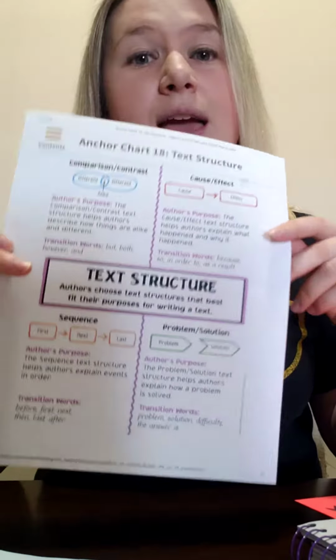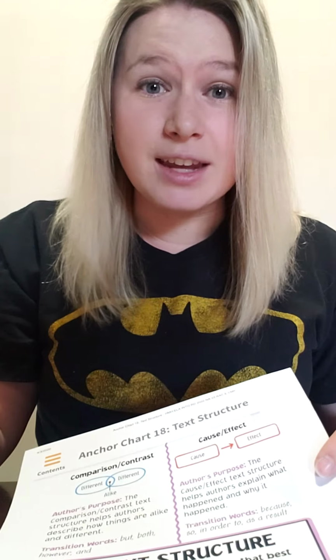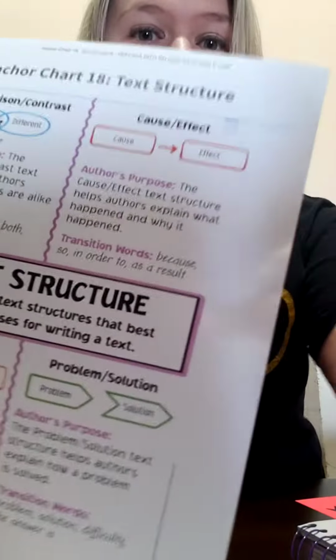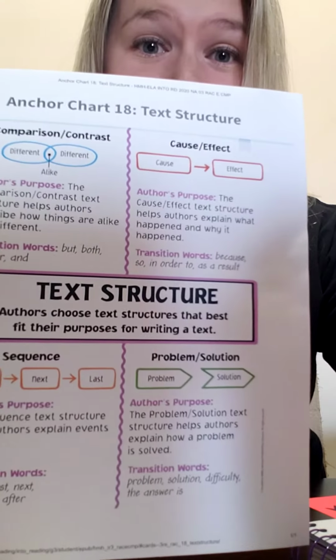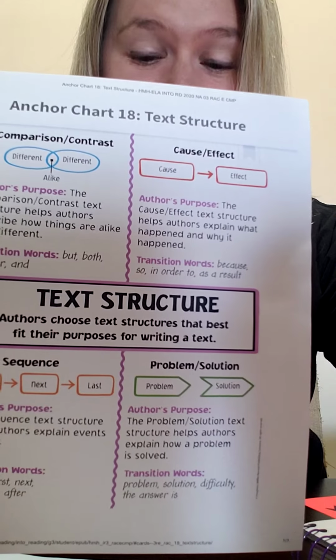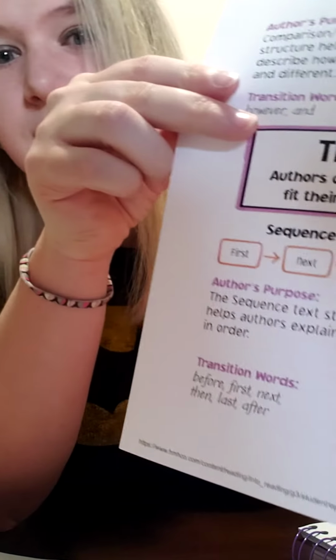Then there's cause and effect, which is when the author explains what happened and why it happened. So the author might say, because it rained, the river flooded. So the cause was the rain, and the effect was the river flooding. Then we jump down into sequencing.